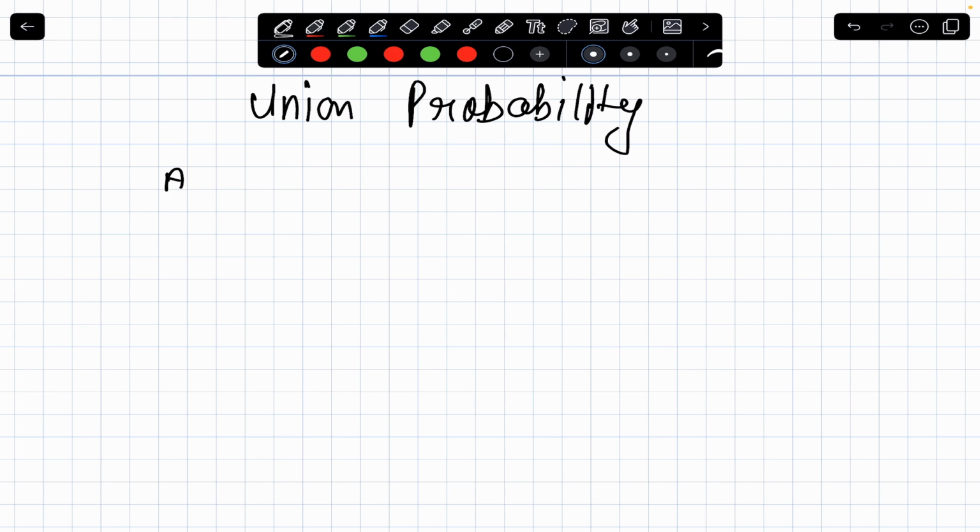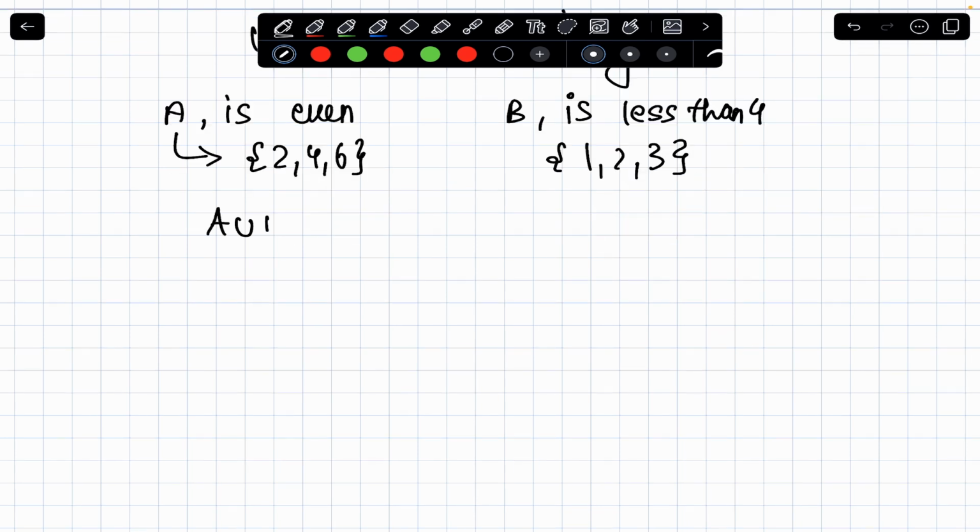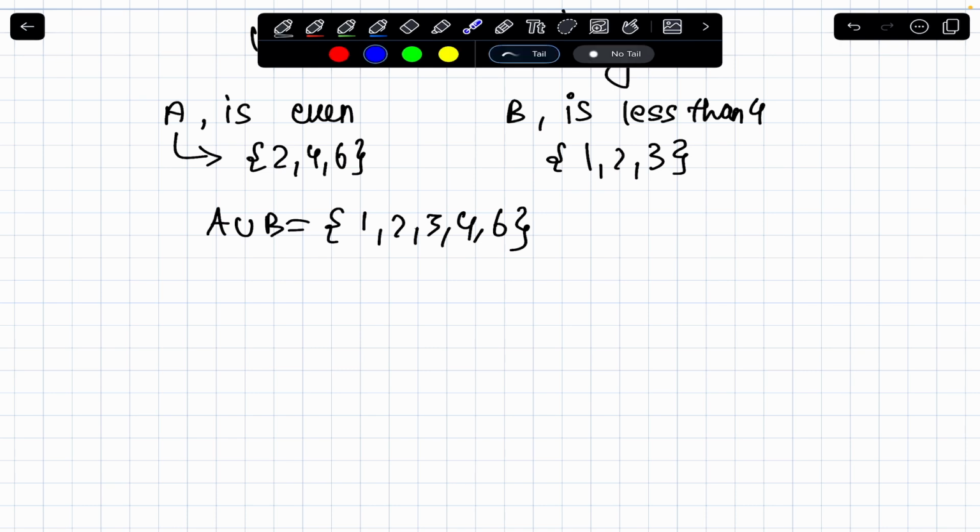Let me write it. What I did here is I got two events, and event A says that the possible number will be even. And what are the even numbers? 2, 4, 6. Simple. Now we have another event which says that the number is less than 4. So what are the numbers that are less than 4? 1, 2, 3.